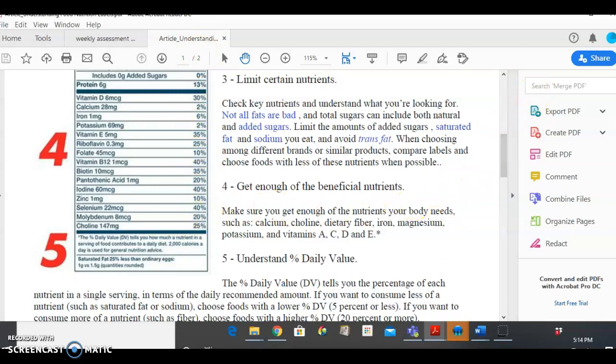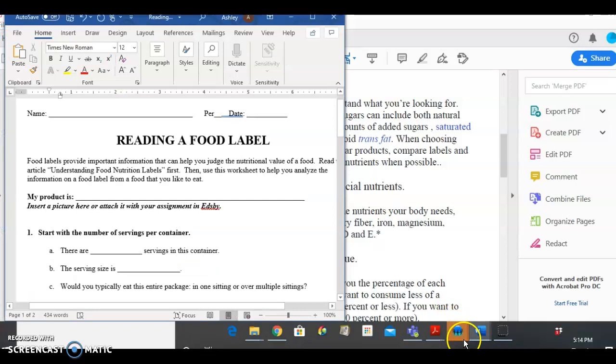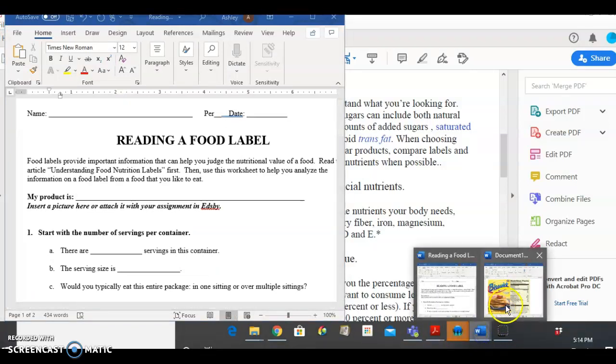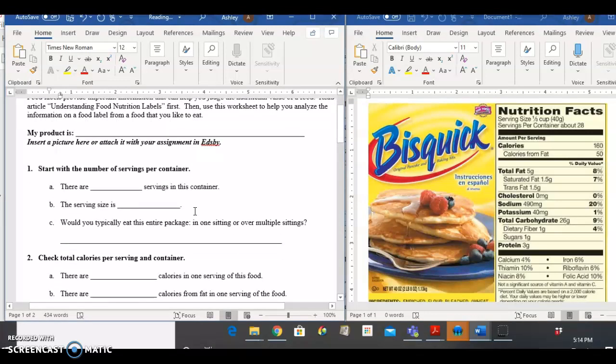So once you've gone through that and you've got your food label, I'm going to pull up the worksheet, reading a food label. Since I can't show you something from my pantry, I found biscuit quick, some pancake mix that maybe we'd like to eat on the weekend. If you're going to type into this worksheet, you type your product name here, and if you can, include a quick little picture, or you can upload that as a second thing when you upload this worksheet or a picture of your handwritten work. So let's go through this quickly.